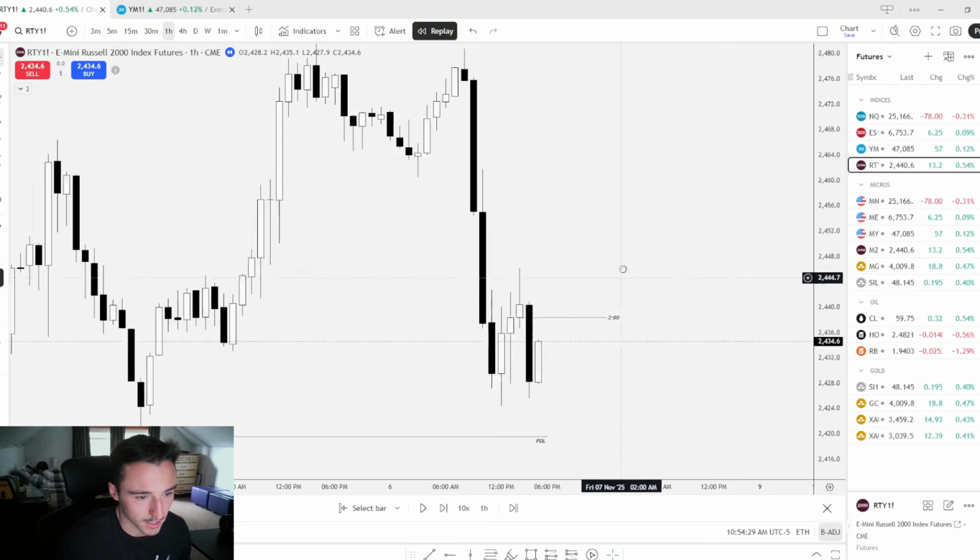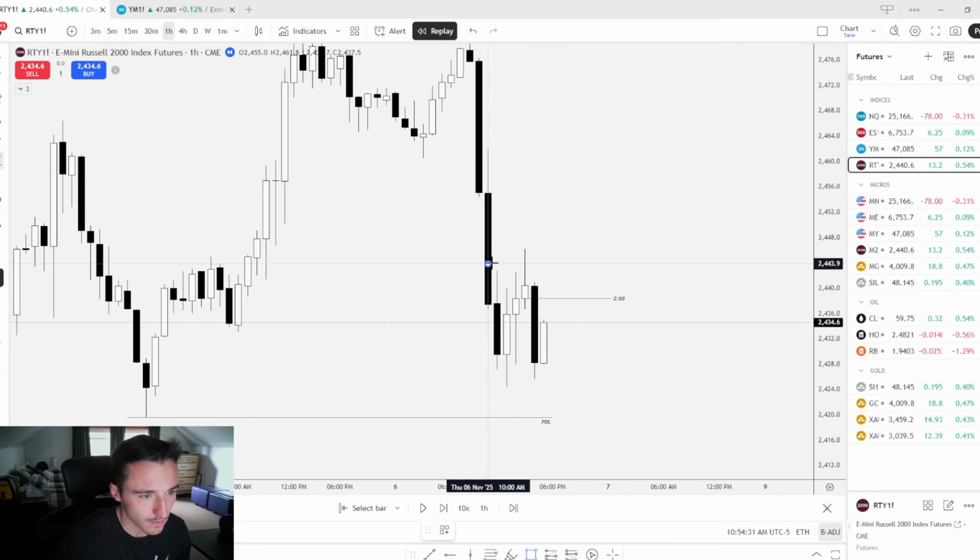All right, coming down to the hourly. 1 hour gap. 1 hour reversal candle. Right?